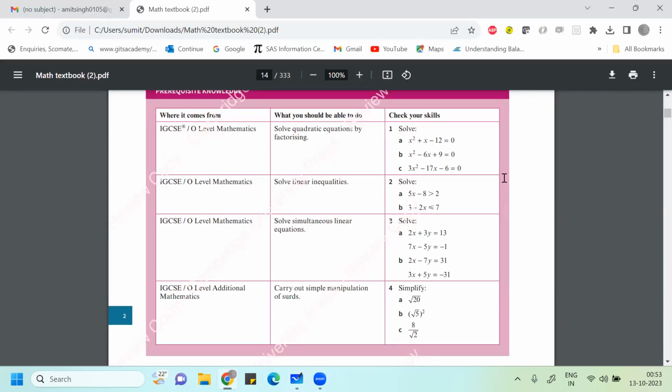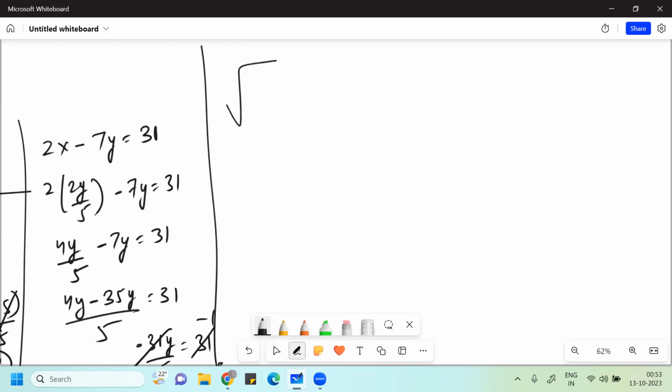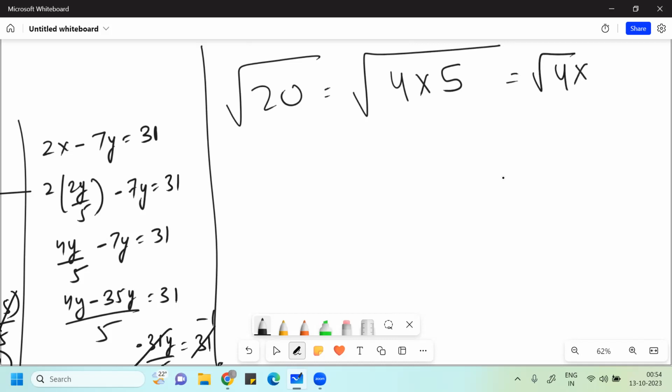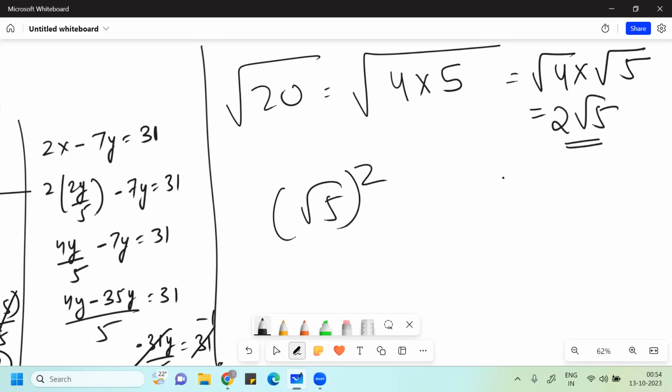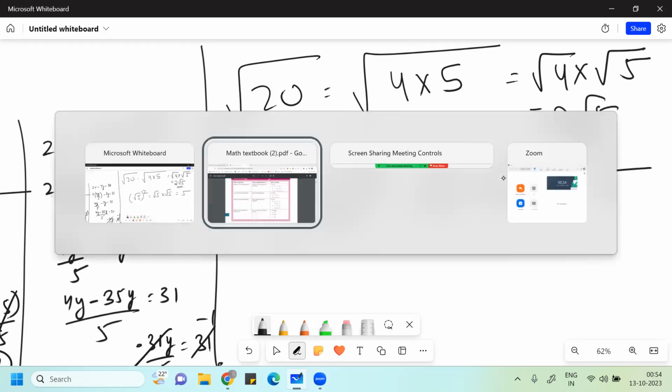Okay, going further, root 20. So what is the value of root 20? If you do the factorization of root 20, 20 is 4 into 5, and the square root of this, I can write as square root of 4 into square root of 5, and square root of 4 is 2. So this is 2 root 5. Clear? Okay. Then the next part is what is root 5 square? Root 5 square is nothing but root 5 into root 5, you'll get 5. Done.